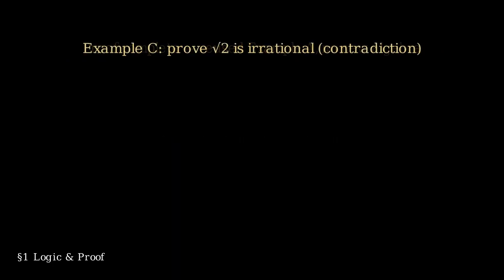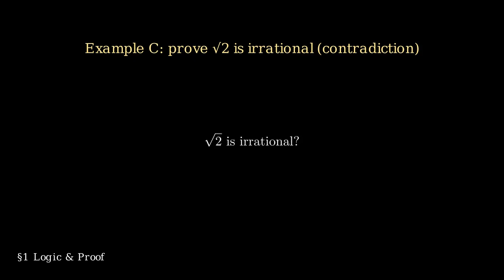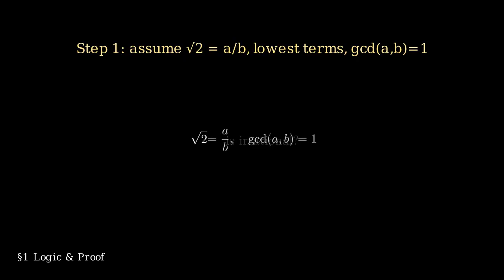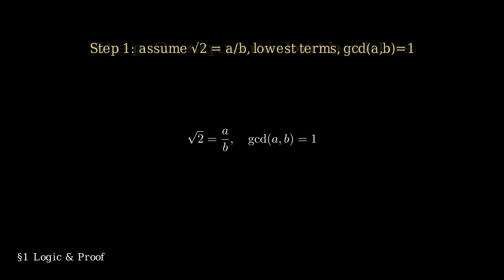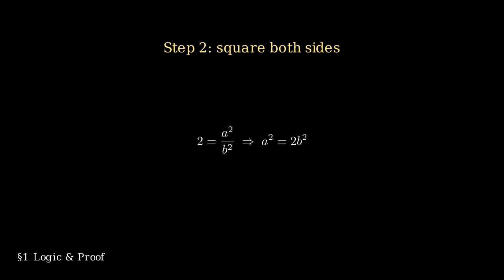Worked example C, a proof by contradiction, the classic proof that the square root of 2 is irrational. Step 1, assume for contradiction that root 2 can be written as a fraction a divided by b in lowest terms, meaning the greatest common divisor of a and b is 1. Step 2, square both sides. 2 equals a squared divided by b squared, so a squared equals 2 times b squared.